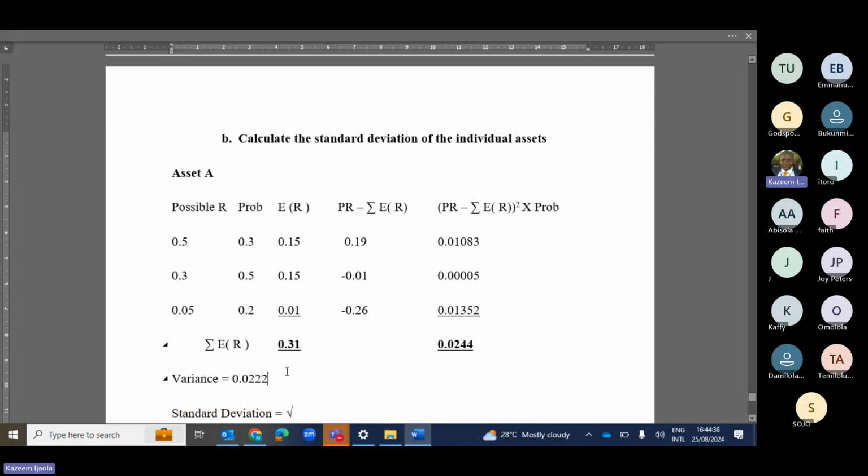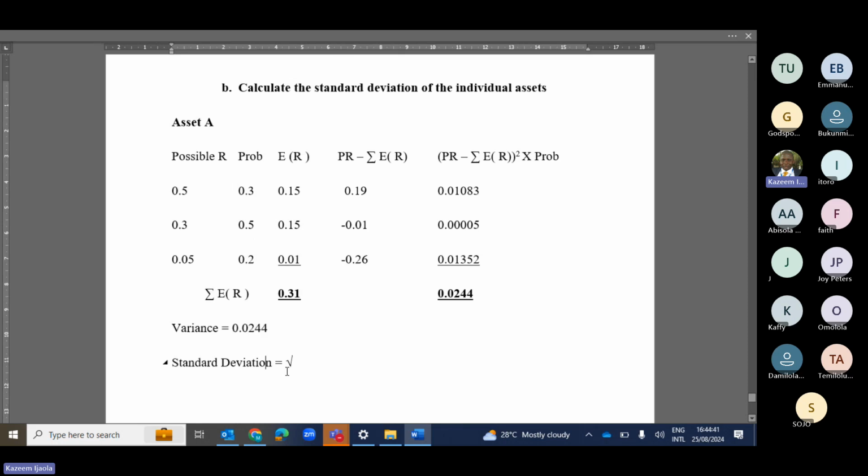0.0244. So you will now root it. I mean, you square root it. The answer is 0.1562. Correct. So we are done with asset A.